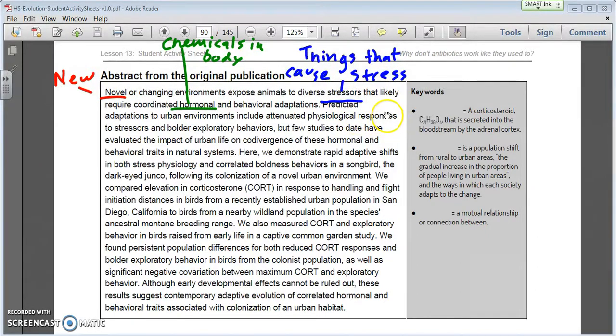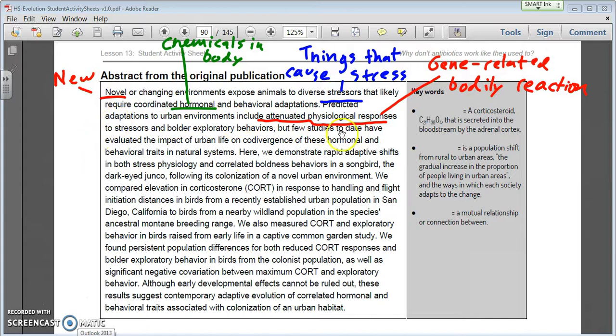So let's continue reading. "Predicted adaptations to urban environments include attenuated physiological responses to stressors and bolder exploratory behaviors." I'm going to stop right there. Attenuated physiological responses. I had to look this up to figure out what this is talking about. Attenuated generally seems to refer to genetically related. It has to do with genes. And physiological responses are just body reactions. Like if you sweat because you're running, that's a physiological response. So attenuated physiological response just means a gene-related body reaction.